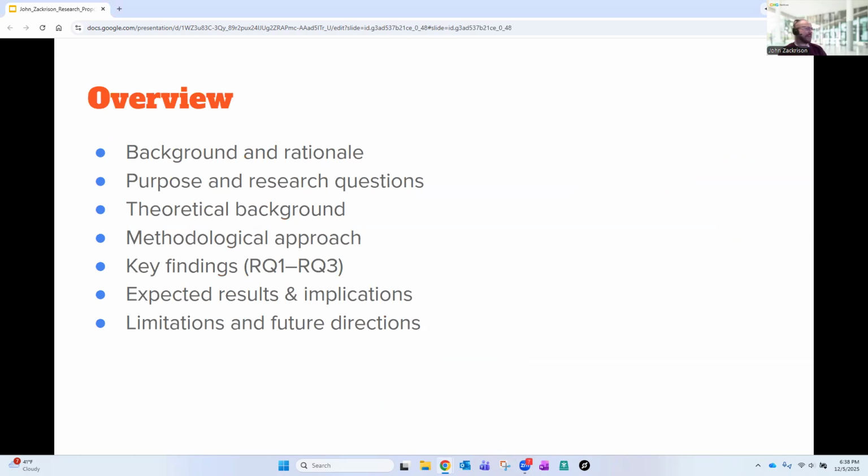All right, let me start with an overview. Let's see what we want to discuss here today. We'll start with some background and rationale of the paper. We'll look at the purpose and our research questions. We'll talk about the theoretical background. We'll spend some time on the methodological approach we wanted to take. We'll look at the key findings. That is, we tried to answer a couple of key research questions. We'll look at the expected results and implications. And then finally, we'll finish with limitations and future directions for this kind of study.